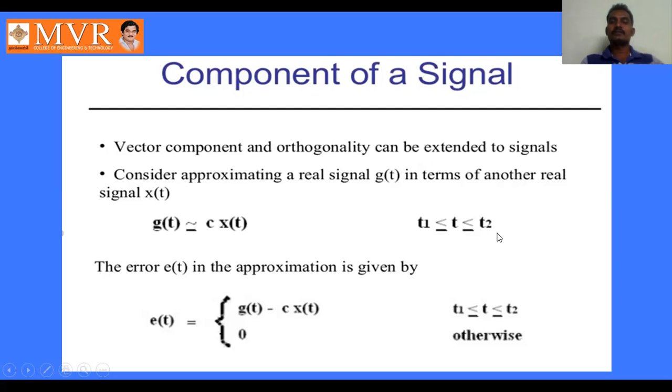Here it is limited between t1 and t2, that is, t1 is less than or equal to t is less than or equal to t2. The error e of t in the approximation is given by, here g of t equal to c into x of t plus some error signal is already there, that is e of t. So e of t can be expressed as g of t minus c into x of t if t is in between t1 and t2, or it is 0 otherwise.